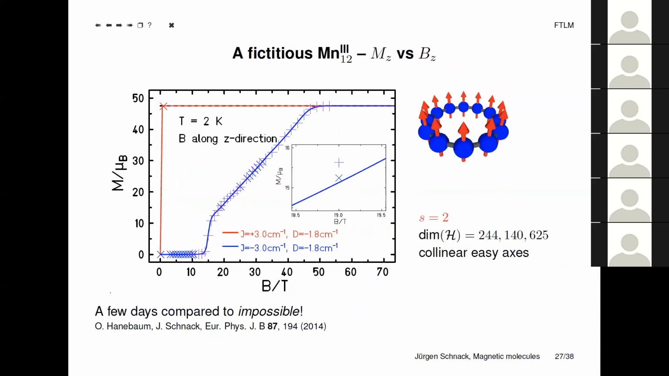Here's another molecule that is kind of fictitious. I think I know there's a molecule from your and Brechen's group of this kind. So assume we can make a molecule of manganese 3s where we have 12 on a ring, and they have parallel uniaxial anisotropies. And I again assume that the interaction is ferro or antiferro, and we can diagonalize this in this approximate fashion, although the Hilbert space dimension is 244 million. And here, the new method yields results such as the magnetization curve in a few days compared to impossible.